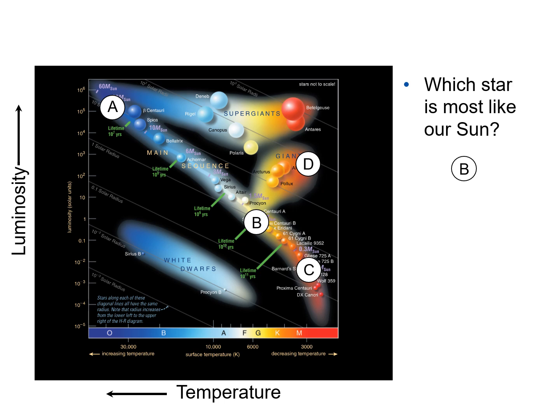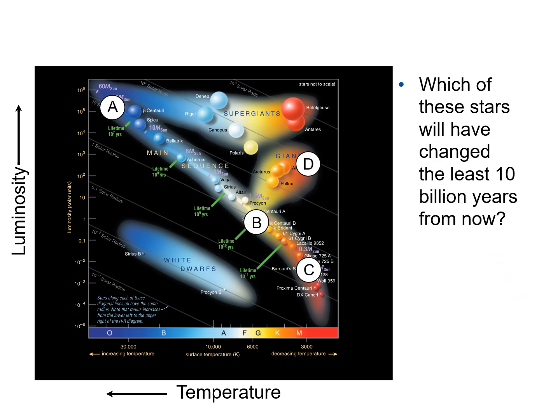And let's think, why do I say it's most like the sun? Well, it's on the main sequence, and it's about the temperature of the sun. So we look down at G, about 5,800 Kelvin. So any star along this vertical line is going to be the temperature of the sun. It's about the brightness of the sun, so there's one solar luminosity. So star B lines up perfectly with being like the sun.